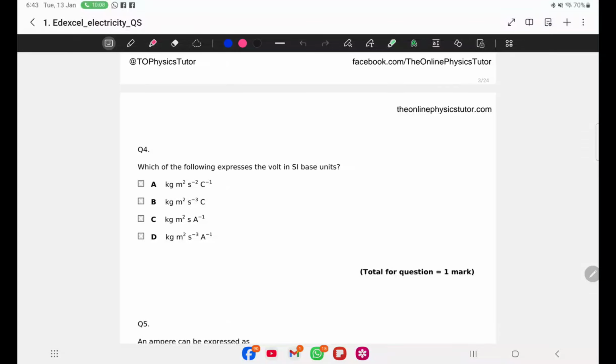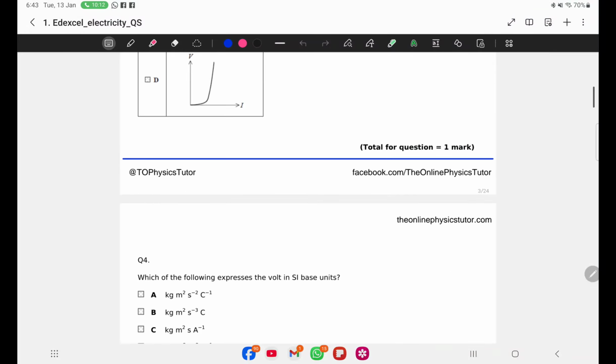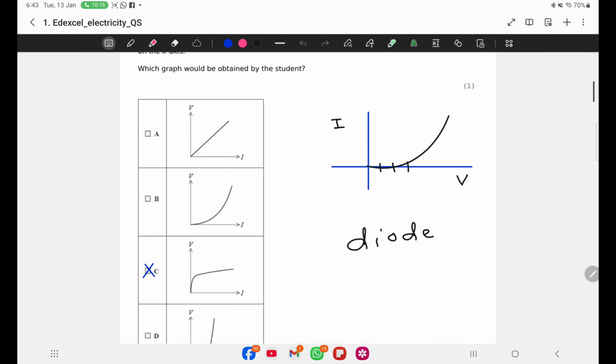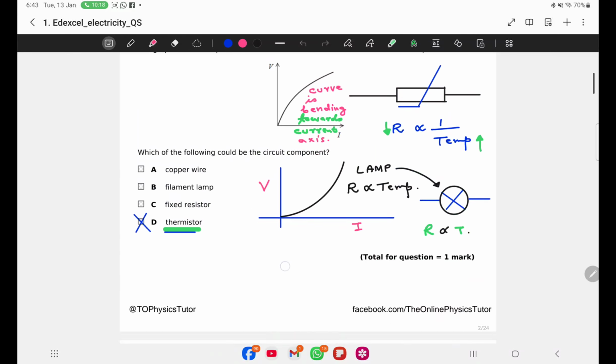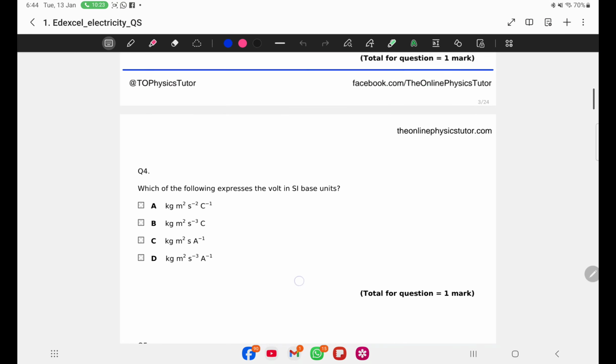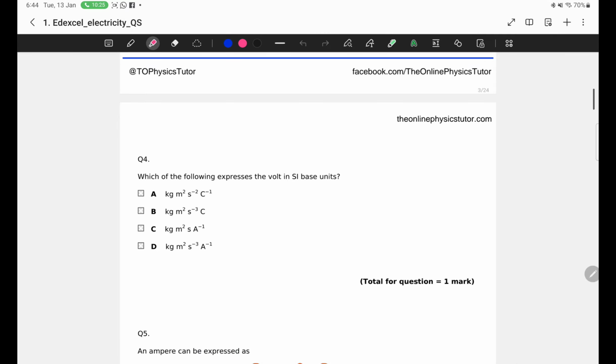13 January 2026, and we are solving this basic sheet of unit number 2 of current electricity. Question number 1, 2, 3 we solved in the last class, and today we are solving question number 4. The question is, what is the base unit of volt?